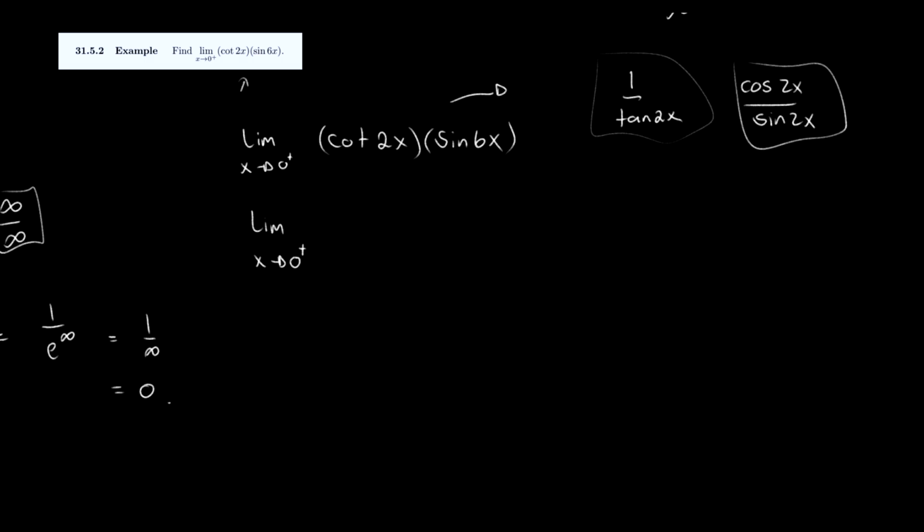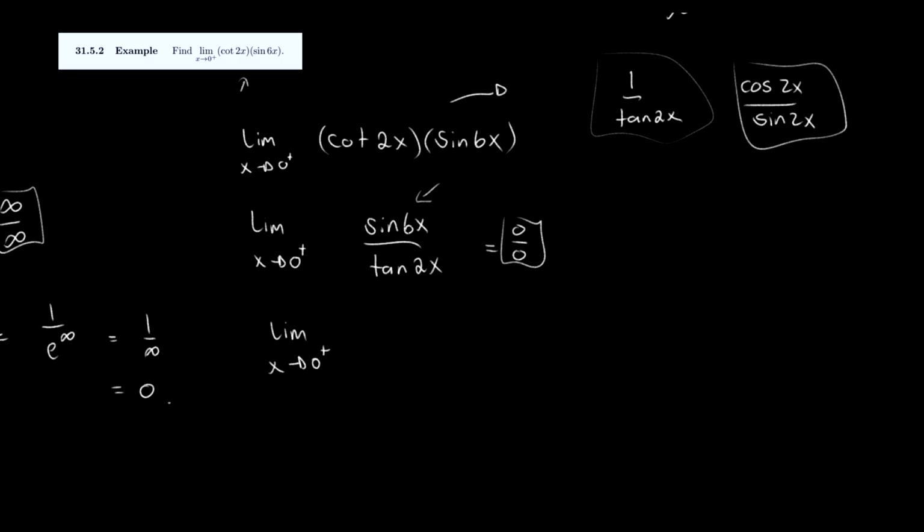However, I'm going to use 1 over tan because it makes it a lot easier. So it's going to be 1 over tan 2x times sine 6x. So I'm just going to write it: sine 6x over tan 2x. And now if I plug in 0, I know that tan 0 is always 0. Sine 0 is 0. So we get 0 over 0. So we can apply L'Hopital's rule.